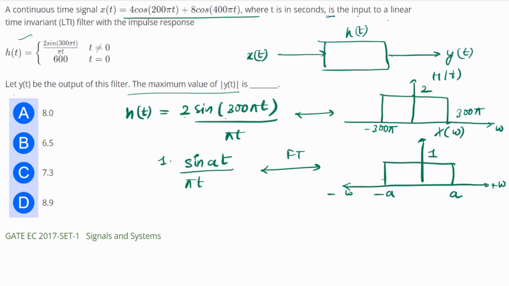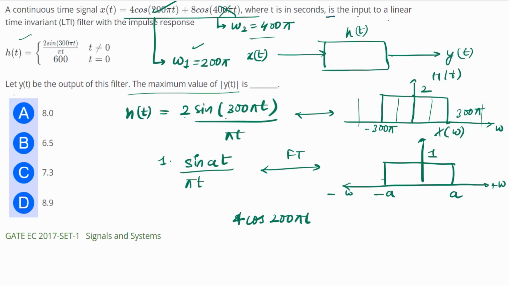Now you see there are two functions in this. Here omega 1 is equal to 200 pi and omega 2 is equal to 400 pi. Now which one will pass? Omega is limited from minus 300 pi to 300 pi. So this one will pass, it will come somewhere here. But this will come somewhere here, so it will be rejected by the filter. Only 4 cos 200 pi t will pass.